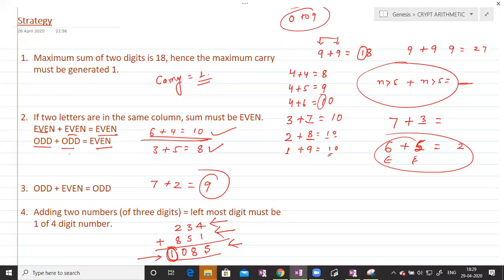Let's see one more example. 164 added with 551 gives 1015, a 4-digit number. Look at this. It means the leftmost digit must always be 1, so the leftmost letter should be assigned 1. I hope you have understood this point.